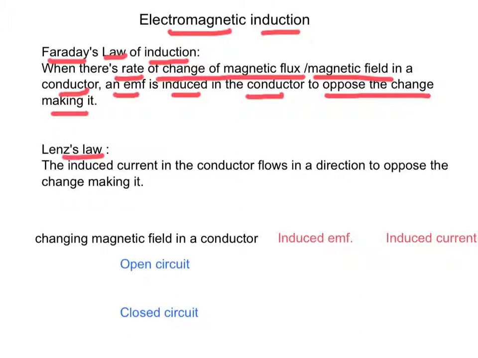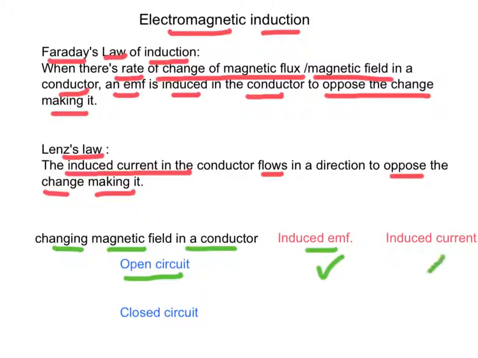Lenz's law states that the direction of the induced current flows to oppose the change making it. When there is a changing magnetic field in a conductor, if this is an open circuit, there is only induced EMF, but not induced current. If the circuit is a closed circuit, then both induced EMF and induced currents are present.